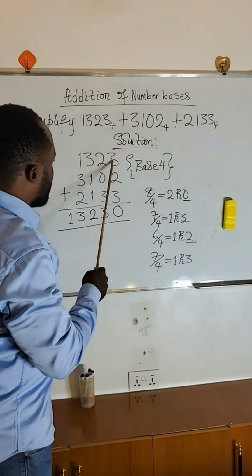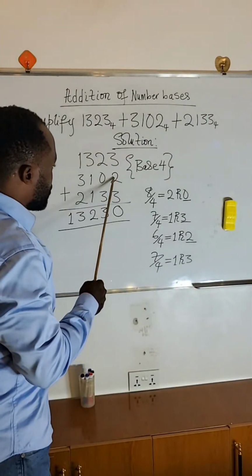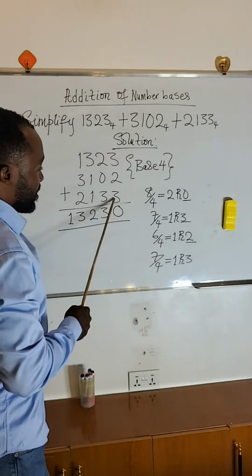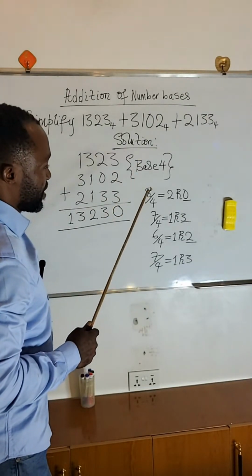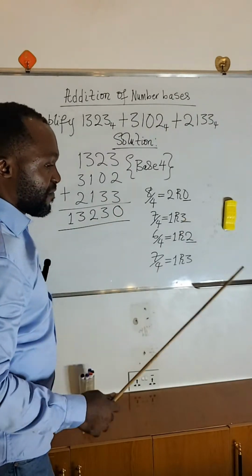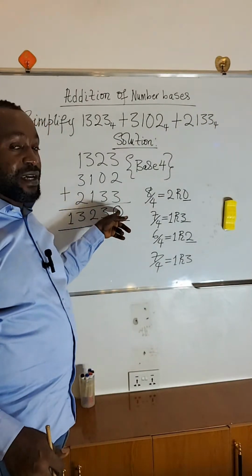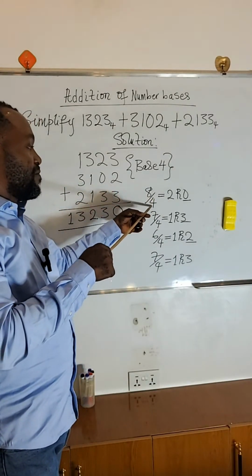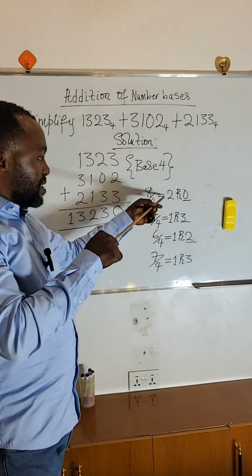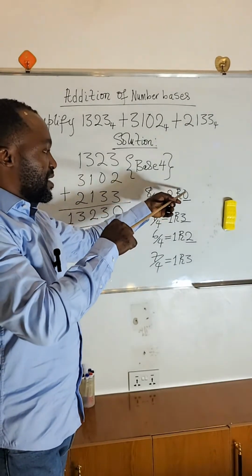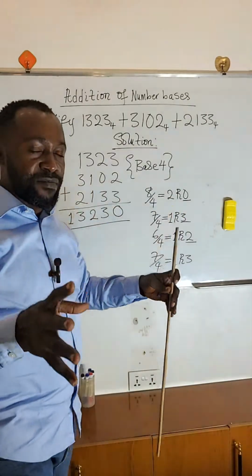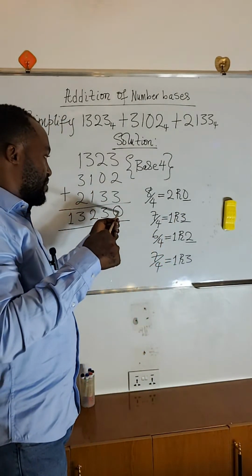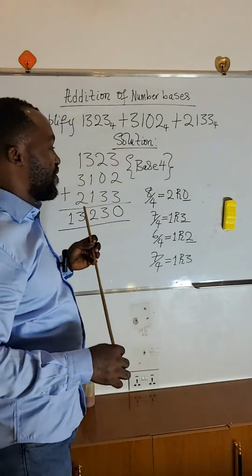This was 3 plus 2, 5. 5 plus 3, 8. And so since we are working in base 4, we cannot write 8 directly here. We will now say 8 divided by the base, which is 4. The result is 2. Remainder 0. It is that remainder, take note, that we'll have to write down here. And then carry the 2 over.